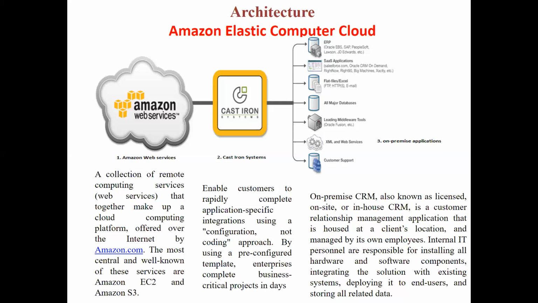Okay, the last piece, right? On-premise CRM. CRM stands for Customer Relationship Management, also known as licensed, on-site or in-house CRM. It is a customer relationship management application that is hosted at a client location and managed by its own employees. Internal IT personnel are responsible for installing all hardware and software components, integrating the solution with the existing system, deploying it to end users, and storing all related data. That's the big part of the cloud computing system. This is just briefly what Amazon EC2 looks like. It is a typical cloud computing architecture.